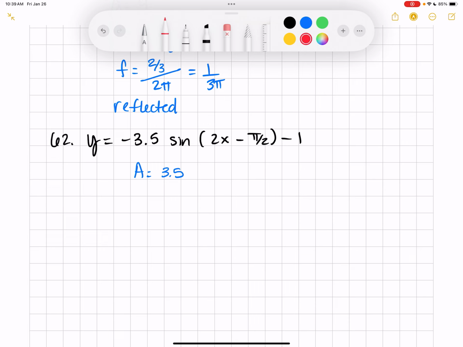So I'm going to rewrite this as negative 3.5 sine of 2 times x. If I remove a 2 from here, what do I get? Pi over 4. Pi over 4 minus 1. So now what can I do? Find the period, which is pi. Okay, so 2 pi over 2, which is pi. Now what?